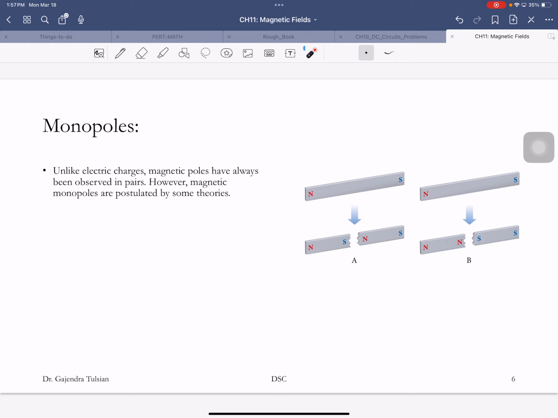How far can you go? All the way down. What is all the way down? I'm sorry? Pieces of the magnet left.